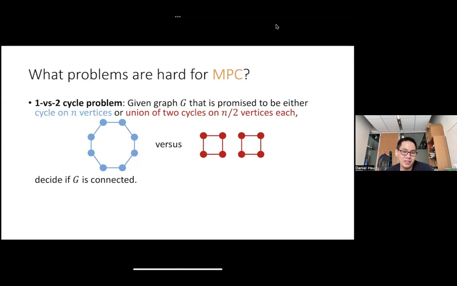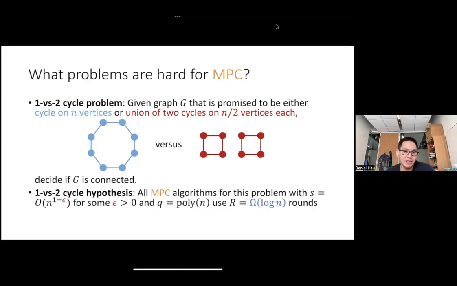This is the instance of connectivity that seems to be hard for MPC, in the sense that no one has been able to come up with an MPC algorithm for this that runs in fewer than log n rounds, at least when the memory size is strongly sublinear in n. So the hypothesis is that every MPC algorithm for this problem, if it uses memory that's strictly sublinear, n to the 1 minus epsilon for some epsilon, and any polynomial number of machines, then no matter how many machines you have, the number of rounds has to grow at least like log n.